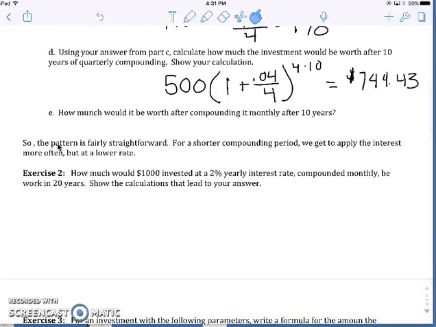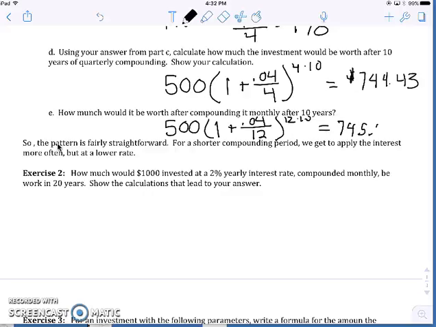So how would this change on part E if it's compounded monthly? Well, we'd have our 500, 1 plus 0.04 divided by 12 because it's checked monthly, to the power of 12 times 10. Again, we can type this in exactly as we have it. 500 times parentheses 1 plus 0.04 divided by 12 to the power of 12 times 10, and we have $745.42.